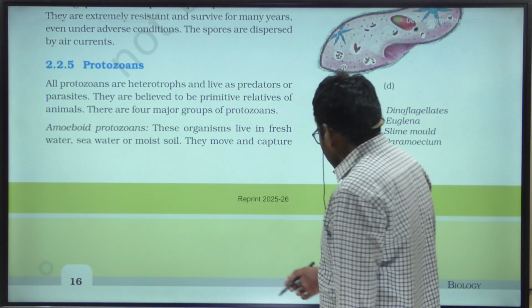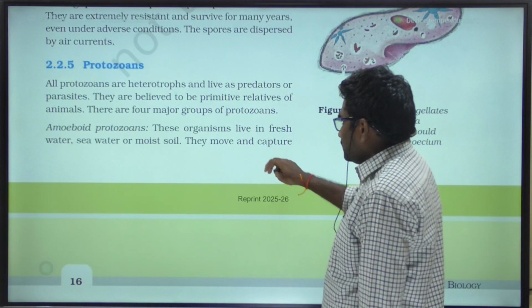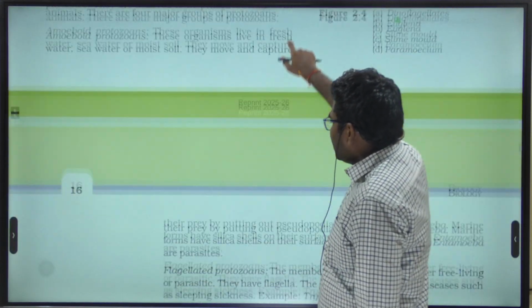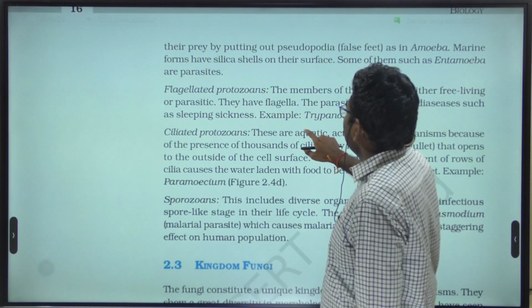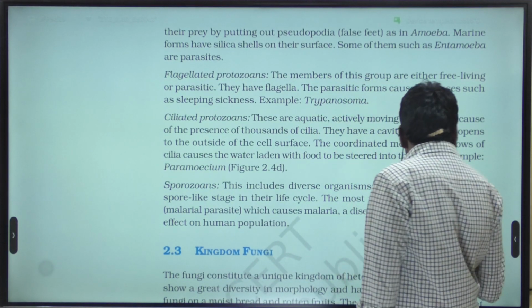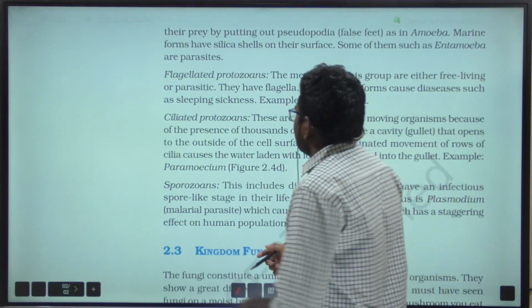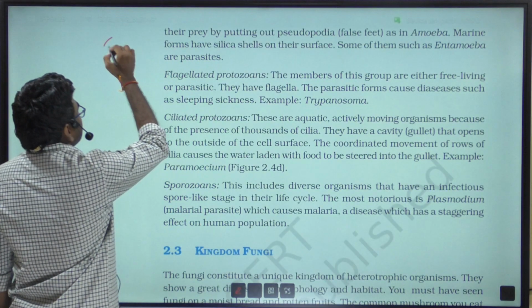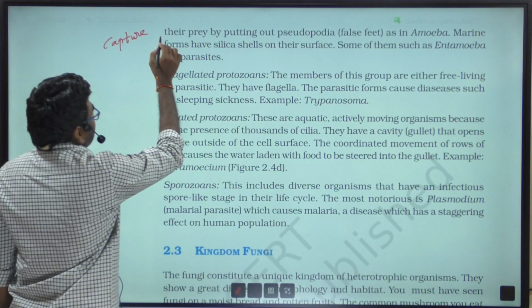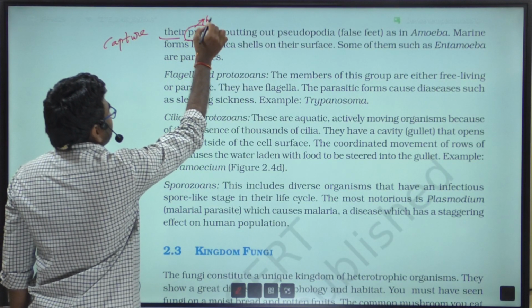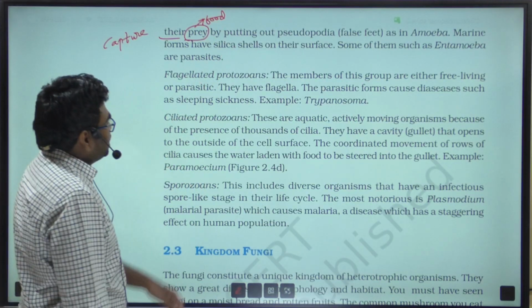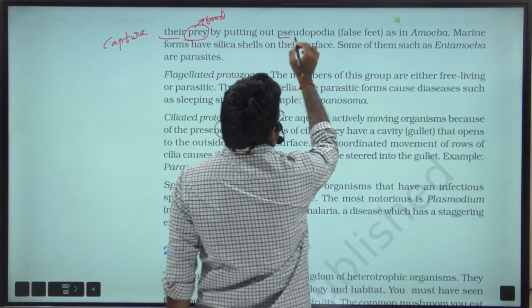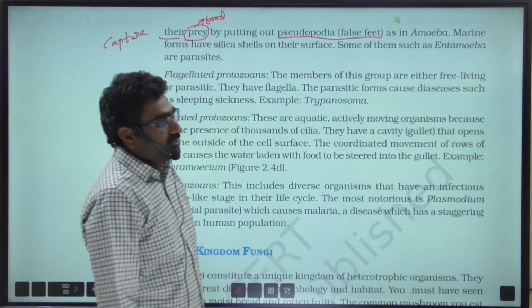So amoeboid protozoans are organisms that live in freshwater, seawater, or moist soil. They move and capture their prey by putting out pseudopodia. Very important, how they capture their prey. Here prey means nothing but food. So they prey by putting out pseudopodia. Pseudopodia is also known as false feet, as in amoeba.